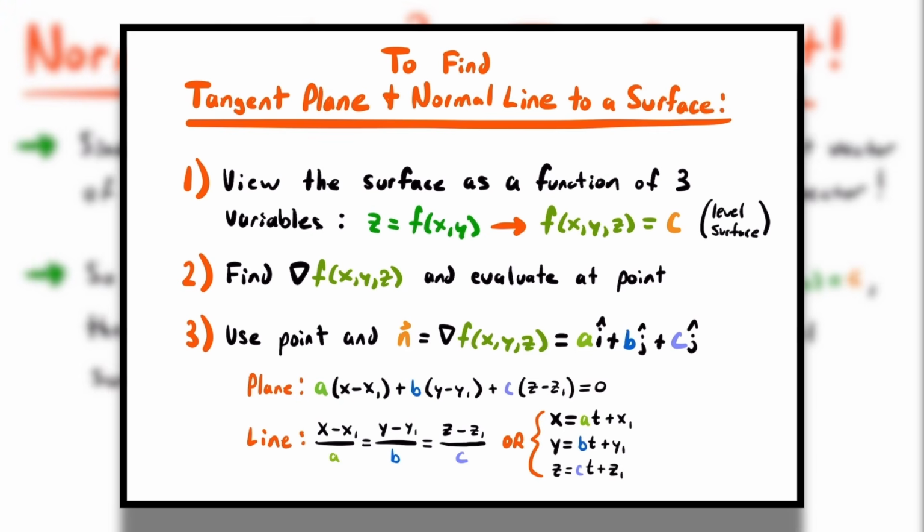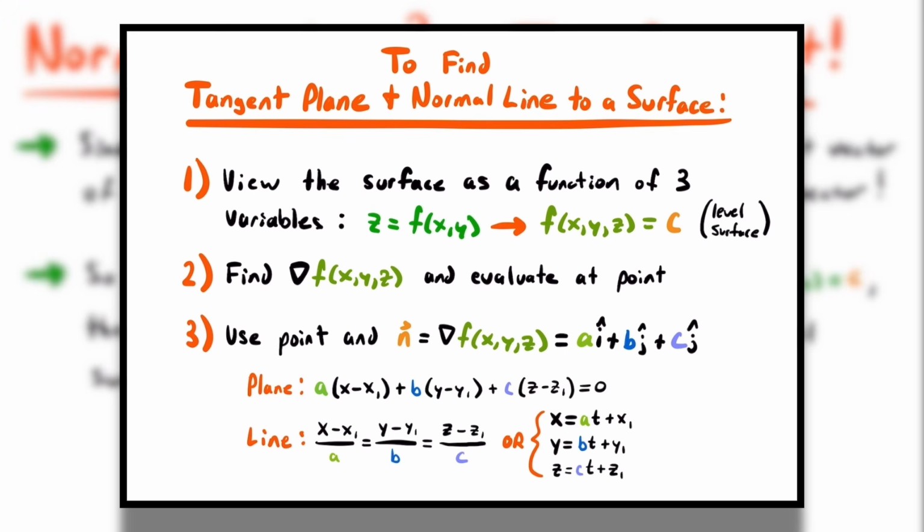And so this should look familiar. We learned about this earlier in Calculus 3. This is what we use to set up the equation of a plane. A, b, and c are the x, y, and z components of the normal vector, which would be the gradient in this case. And then x1, y1, and z1 are the x, y, and z coordinates of the point where you want to find the tangent plane. Okay, so putting that all together and simplifying will give you the equation of the plane tangent to the point on the surface.